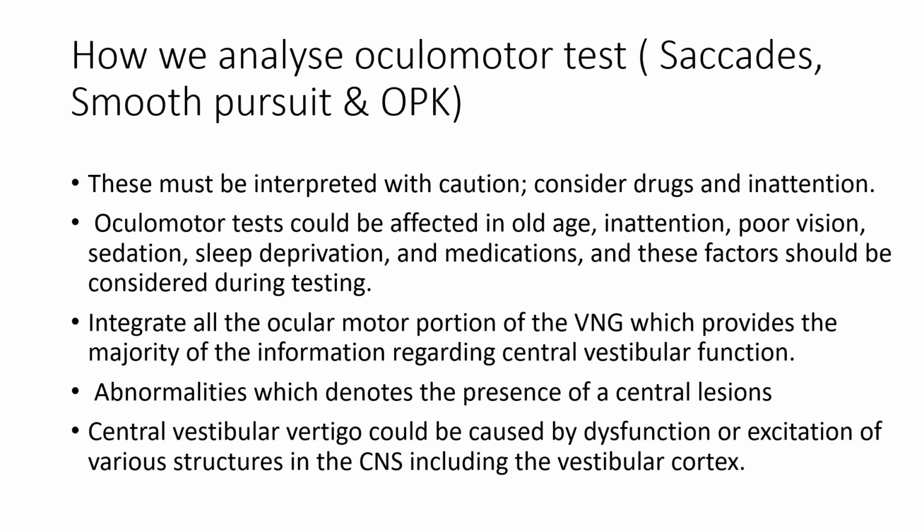Now we go to how we analyze the oculomotor test. All the subtests must be analyzed with caution because they may be affected by certain types of drugs that have been taken and also the attention of the patient during the test. It can be affected by age factors in old age, inattention, poor vision, sedation, sleep deprivation, and medications. These factors should be considered during the testing. Therefore, we suggest repeating the test at least 2 times for each subtest.